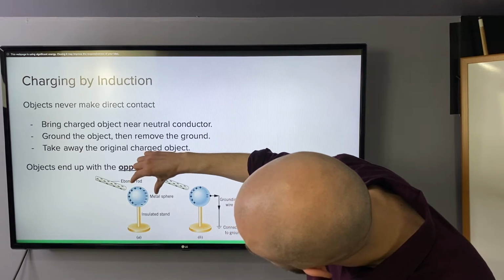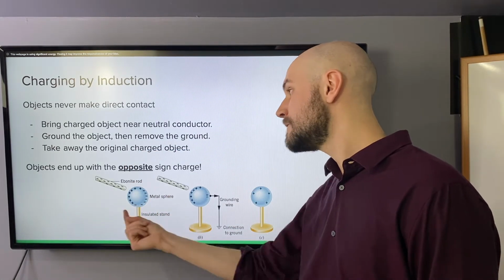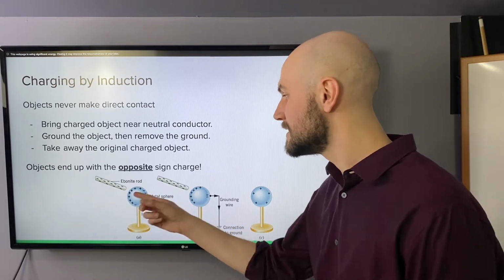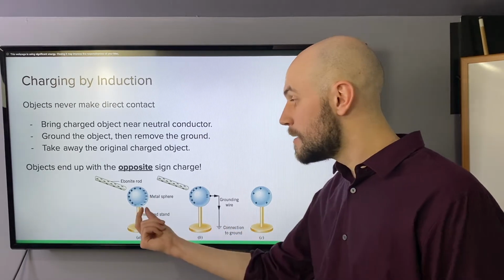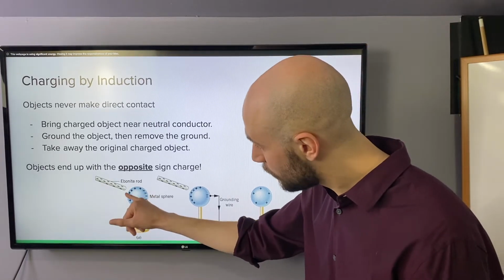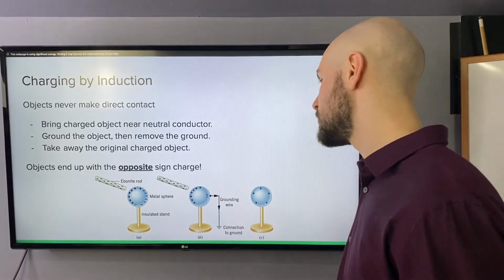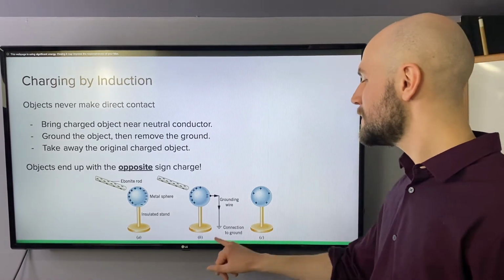Just like we talked about last lesson, the charges polarize. The negative charges in the sphere run away from the rod, leaving behind those positive charges. But here, the sphere is still neutral. Even though the charges are polarized, if we add them all up, there's an equal number of positive and negative charges. But notice what happens here in part B.